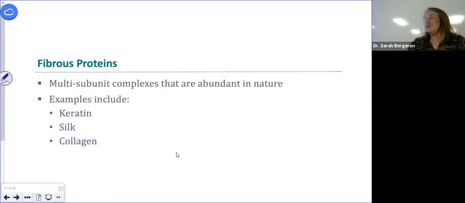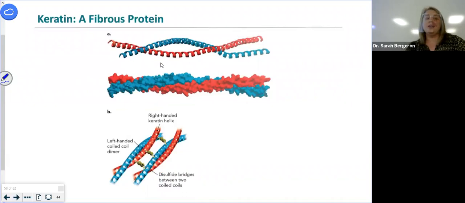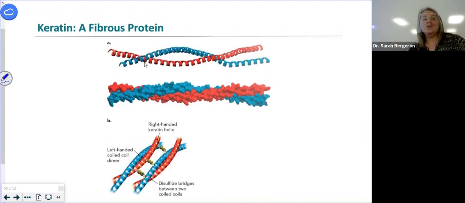So you're going to see some nice examples of proteins that have multiple subunits, and we'll talk about a few of them here. Keratin is an example. So keratin, where's keratin found? Hair, nails, horns, right? All that kind of stuff. So you have 2. So what do we call this? If we have 2 and they're of the same thing, a homodimer, and they are right-handed helices.